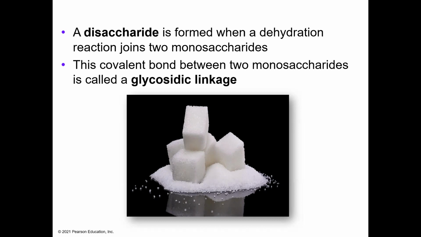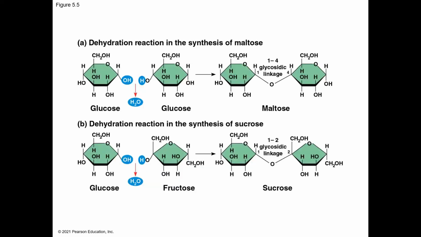Now, for a disaccharide it's not a monomer anymore. It's technically a polymer, but we have created a special group called the disaccharides because it includes one of the most important sugars that we consume on the planet, and that is table sugar. So you can see here in the image, this is table sugar, which is commonly called sucrose.